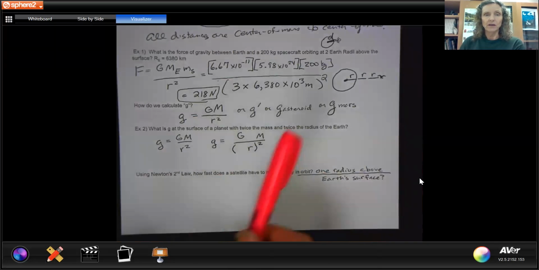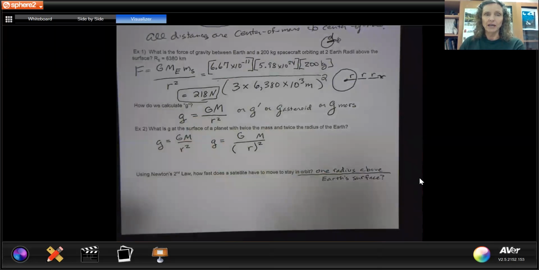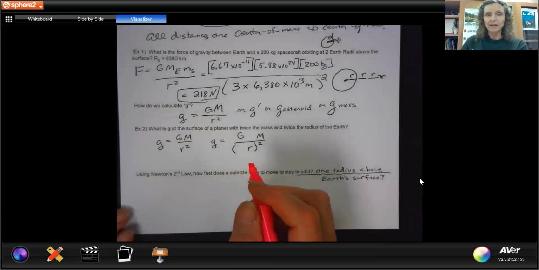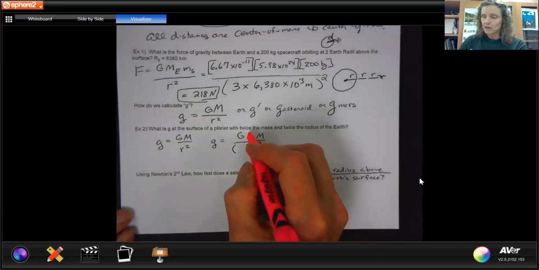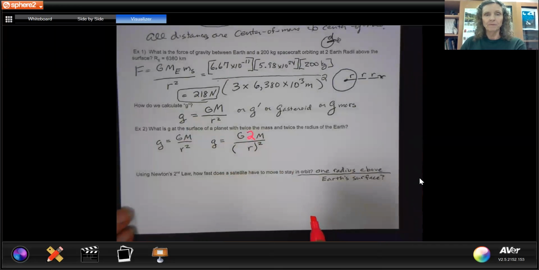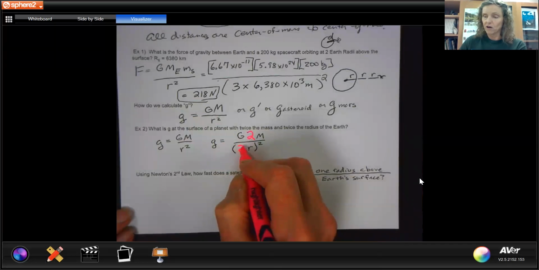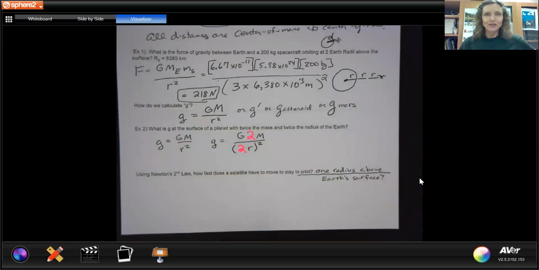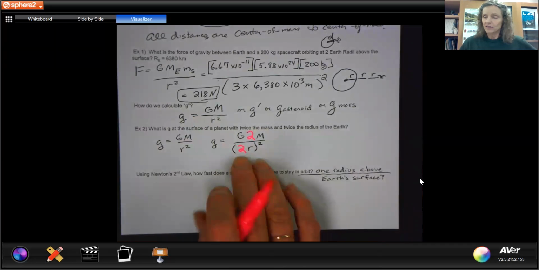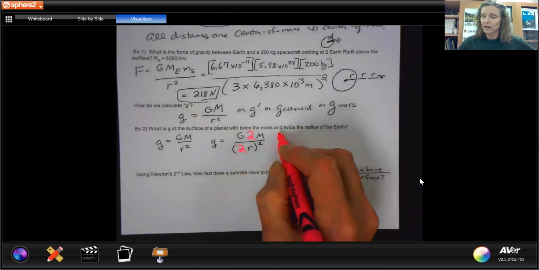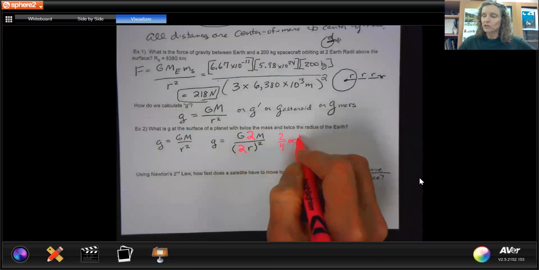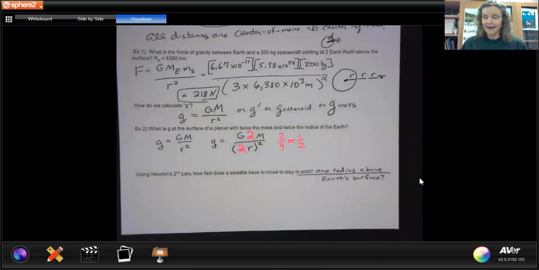So let me pick up a contrasting color and read that problem again. What is g at the surface of a planet with twice the mass? Oh, I can do that. Put a 2 in front of the big M. And twice the radius of the Earth. Okay, I can put a 2 in front of the r. That might look like 2 over 2, but remember it's not. What is that? It's 2 over 4, isn't it? Because this new thing gets squared. So if I just write what I have here in this contrasting color, 2 over 4, that's 1/2, of course.